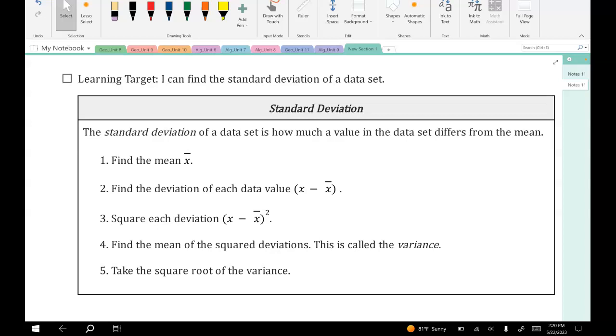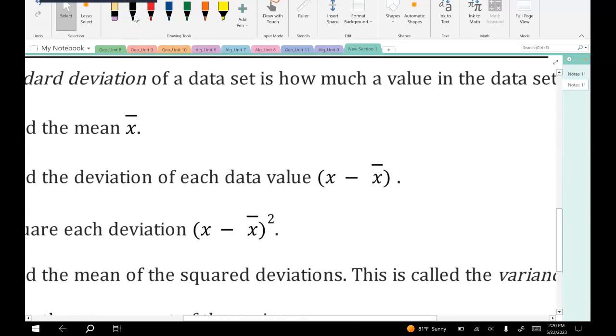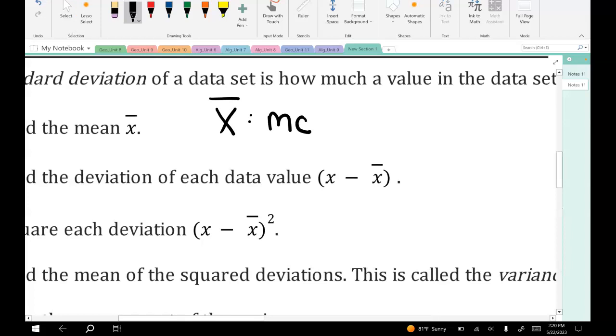Your first step is to find the mean. We have a symbol for mean, we call it X bar. It's just an X with a bar on top of it. Not X box, X bar. And this is your mean value. So we figured out how to calculate that on Friday.